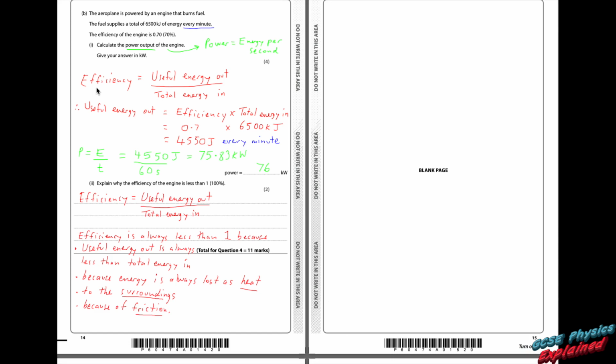First of all, the equation for efficiency that will allow us to work out the power that comes out is the useful energy out divided by the total energy in. So we rearrange that. We get the useful energy out equals the efficiency times by the total energy in. So there's the efficiency. That was the total energy in. So it comes out as 4,550 joules every minute. Because remember, that's the amount of joules per minute.